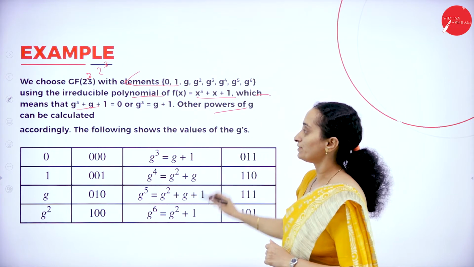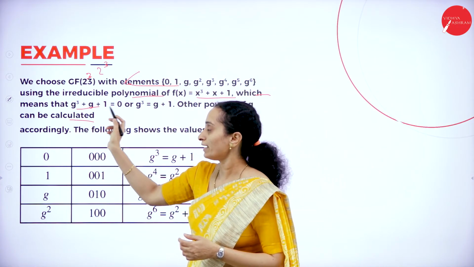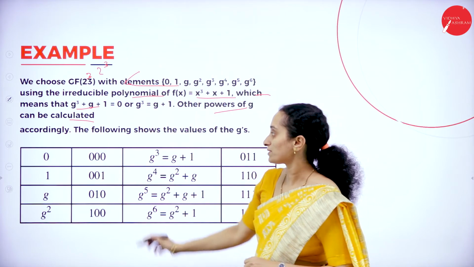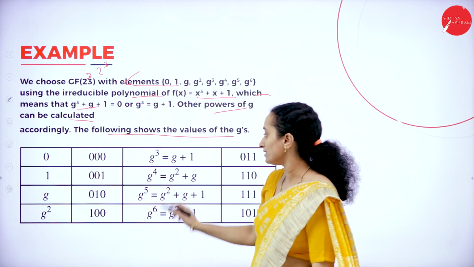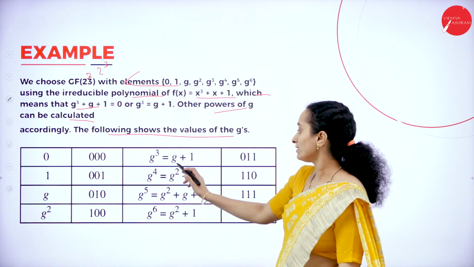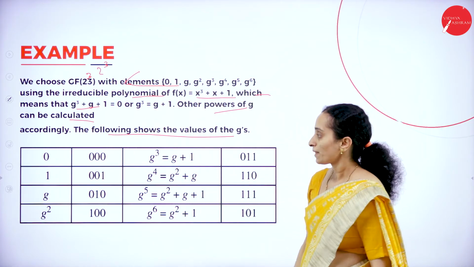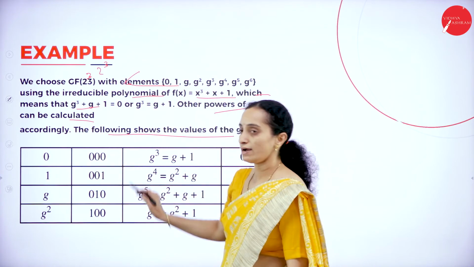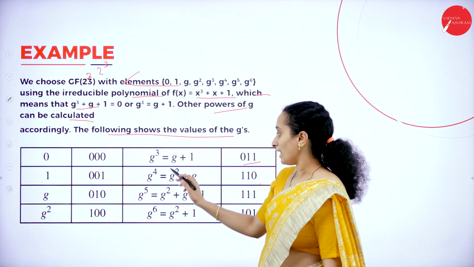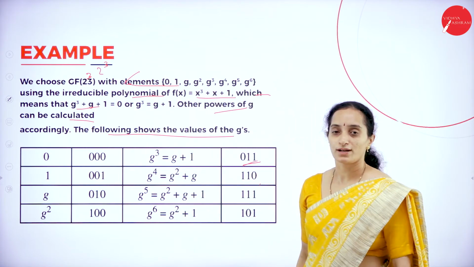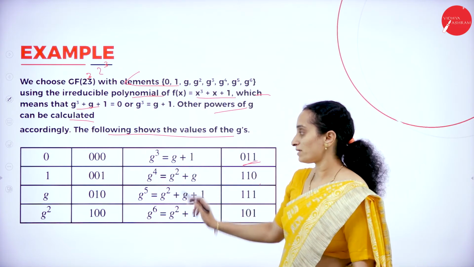Other powers of g can also be calculated by using this expression. Accordingly, the following shows the values of the g's. g cubed equals g plus 1. So we have the points, all the zeros, which we will be calculating. g cubed will be calculated as 0, 1, 1, that is g plus 1.